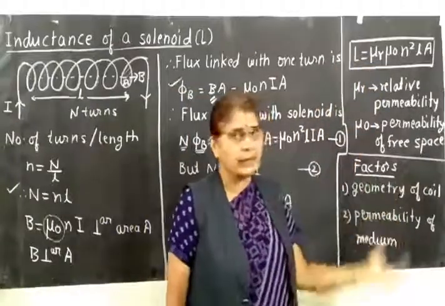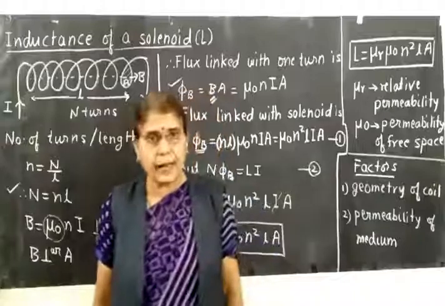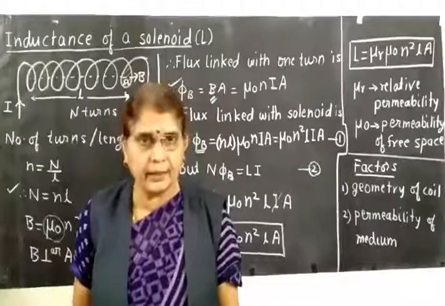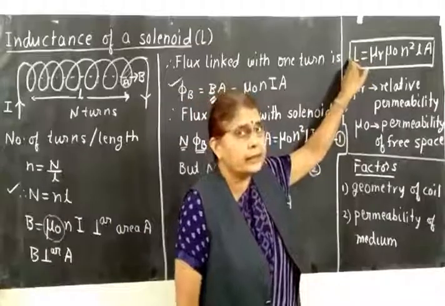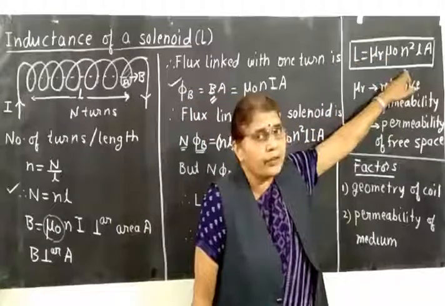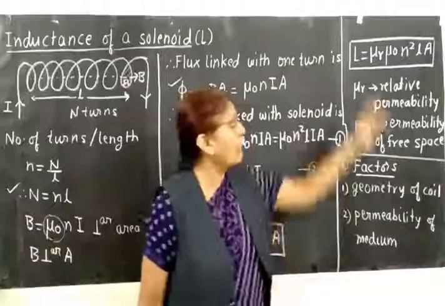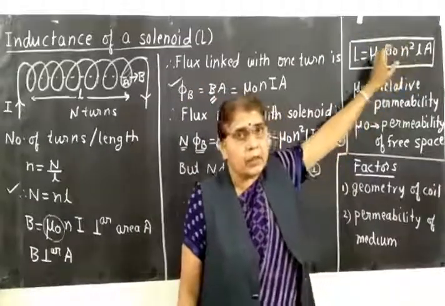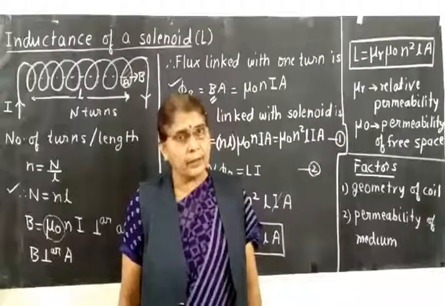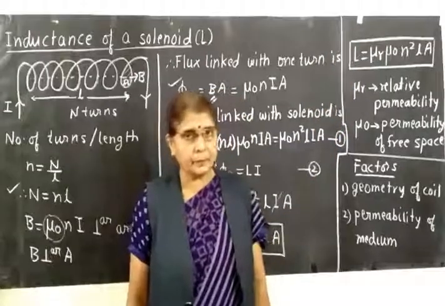This question is asked in your exam for 2 marks. What are the factors on which self-inductance depends? In particular, they have asked this question also. How does self-inductance depend upon the number of turns in the coil? So what will you find out here? The self-inductance is directly proportional to the square of the number of turns in the solenoid.